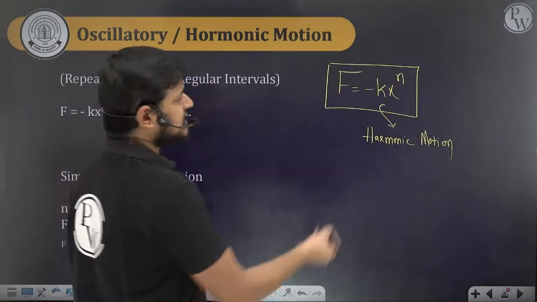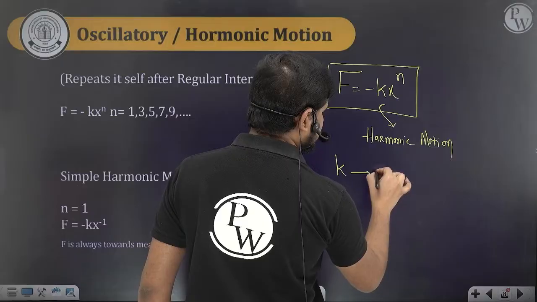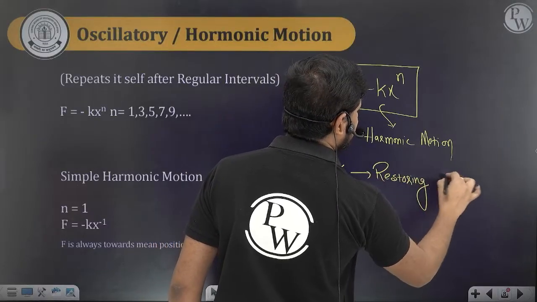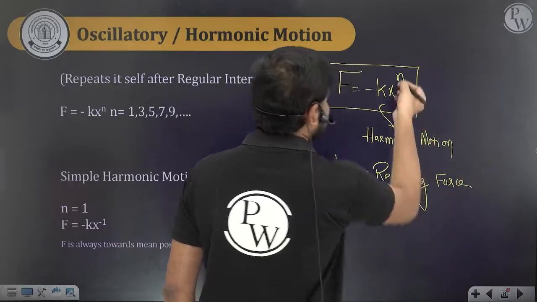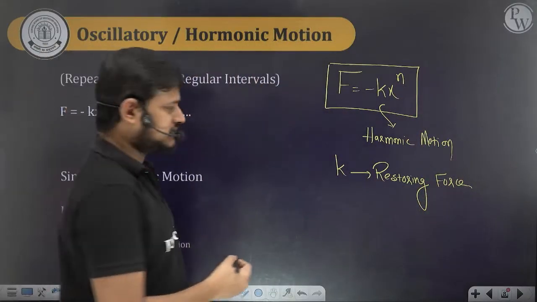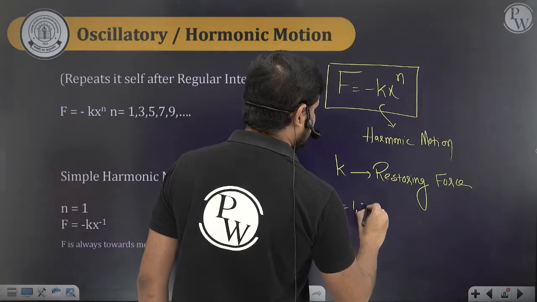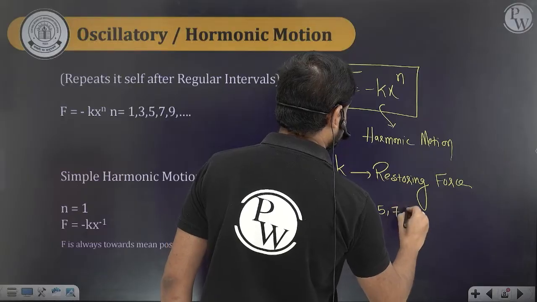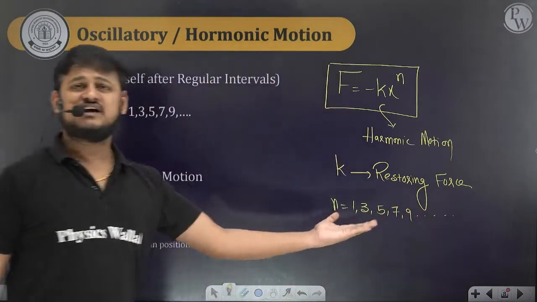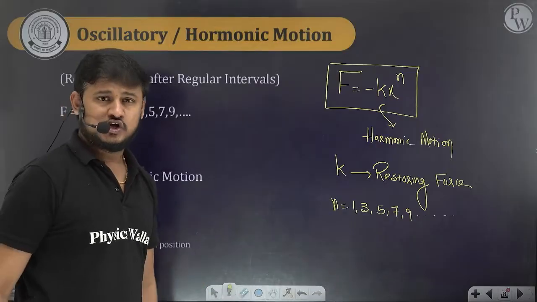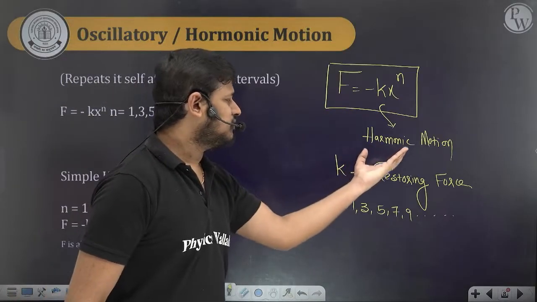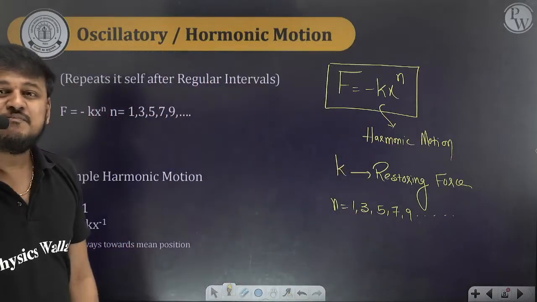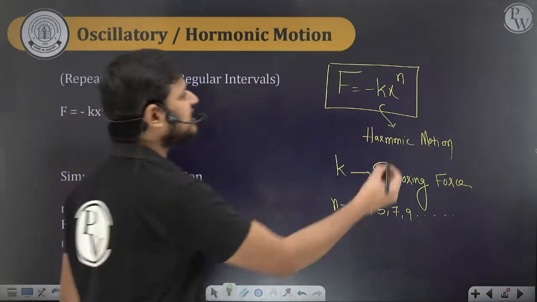So now in this, this k is called the restoring force. Now, this n will take the values of odd numbers. So n will be equal to 1, 3, 5, 7, 9, like that. It will take any odd value. Now in this, if you put n equal to 1, that is called simple harmonic motion. So this is any kind of harmonic motion.